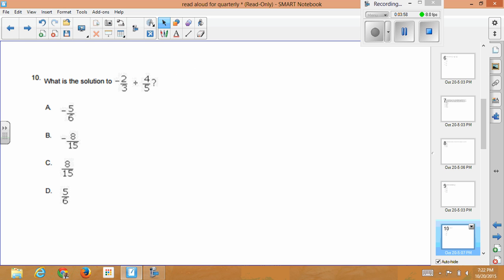What is the solution to negative 2/3 divided by 4/5? A, negative 5/6, B, negative 8/15, C, 8/15, D, 5/6.